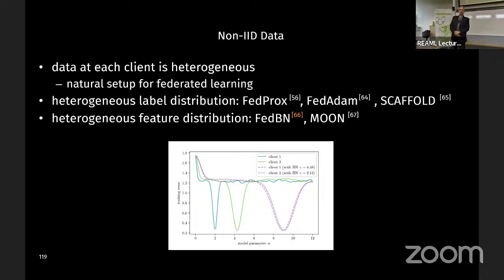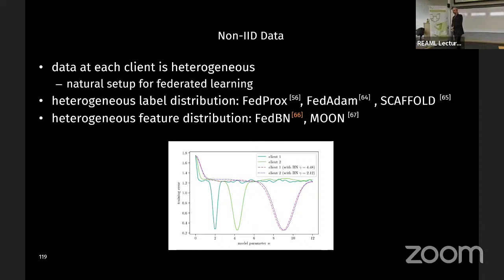There are a bunch of methods developed specifically to tackle these problems. There's FedProx, FedAdam and Scaffold. They tinker with the learning algorithm in such a way that it is more robust to that. So FedProx does a proximal gradient descent, not a standard gradient descent. And this makes them very robust to non-IID local data. You can even show that if your data is not too different, then you will guarantee convergence.